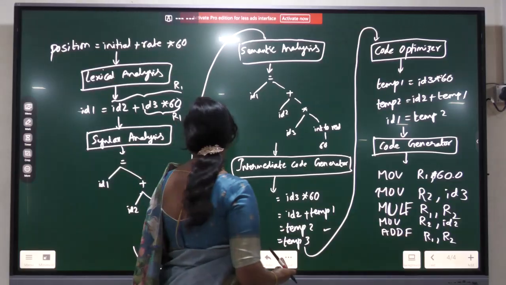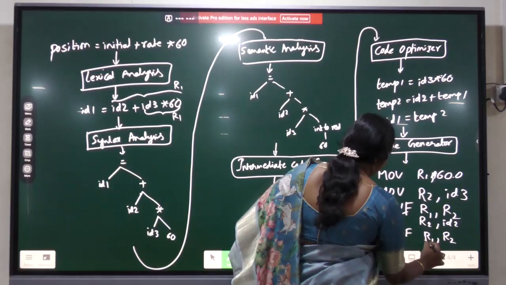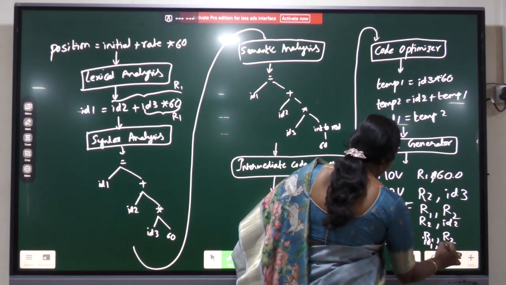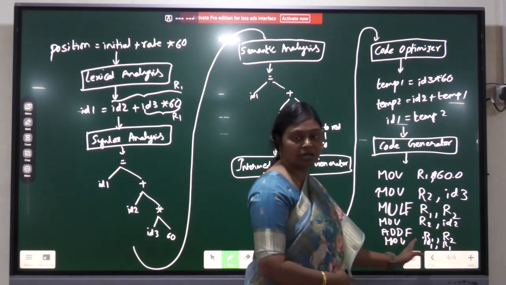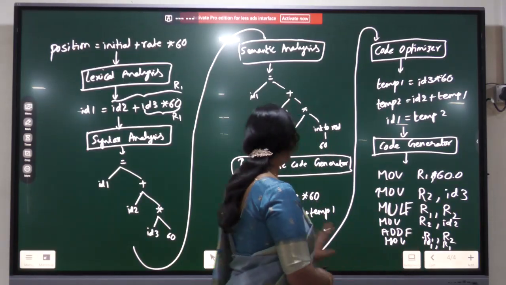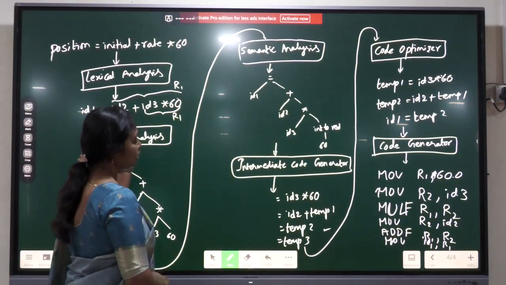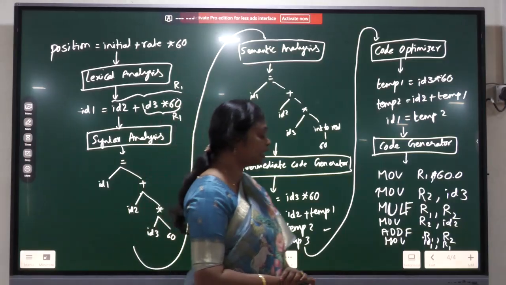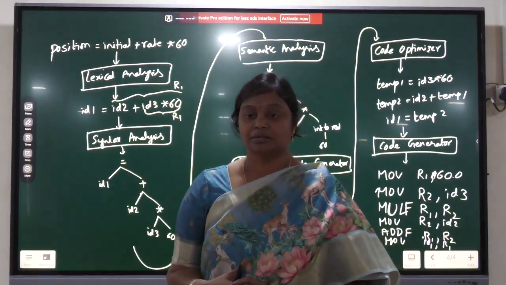Next that will be assigned to ID1. So move ID1 comma R1. Now the R1's contents will be shifted to ID1. So finally after this multiplication and addition, the result will be stored in ID1. That's how we can convert the particular program into assembly code.